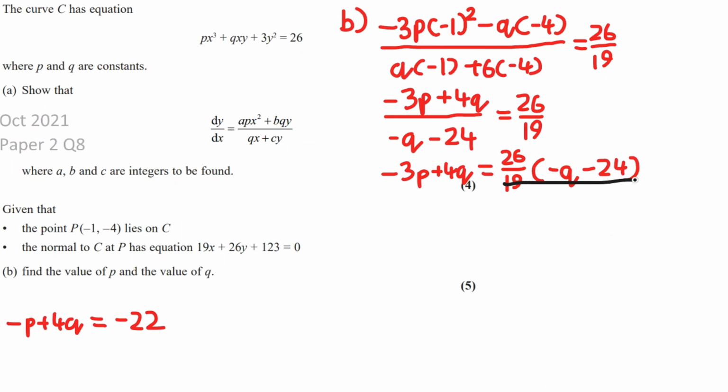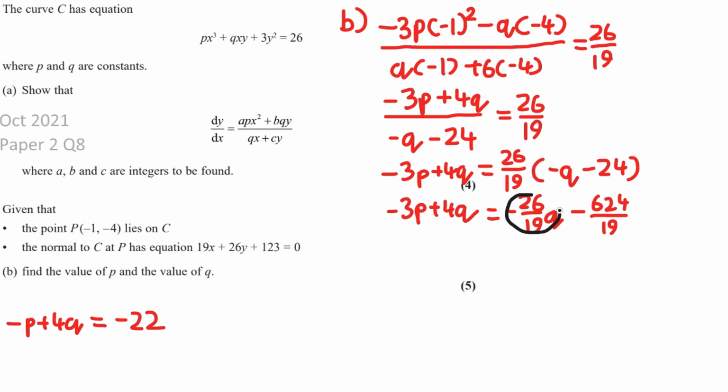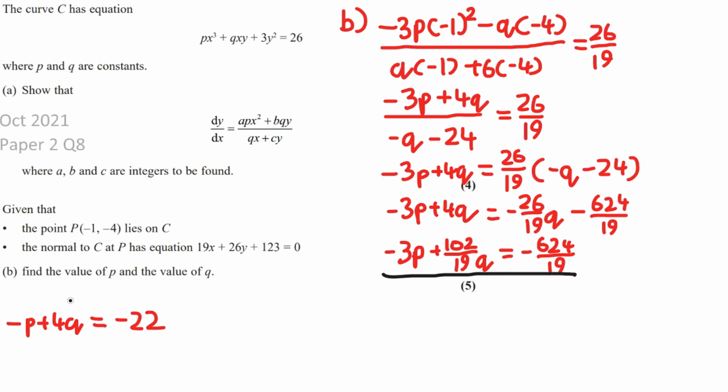And then we can expand this, so this multiplied by this is going to be minus 26 over 19q, and this multiplied by this is going to be minus 624 over 19. And then we can move this onto this side to pair these together, so it's going to be 4q plus 26 over 19q is going to be 102 over 19q. So we have this simultaneous equation here, which is in the same format as this one here now.